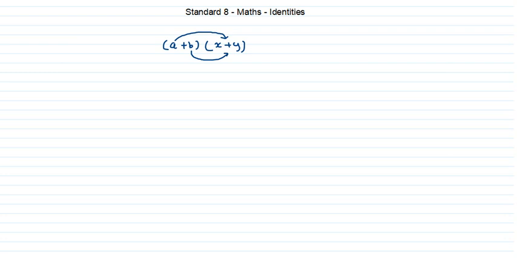So now how do I write here? I have to write a, the first term, then (x + y). Then be careful with the sign: there is a plus b, so you have to write plus b, then (x + y). Now how do you do it? a is multiplied with x. If you want, you can draw it like this initially. Gradually, if you practice, you will understand.